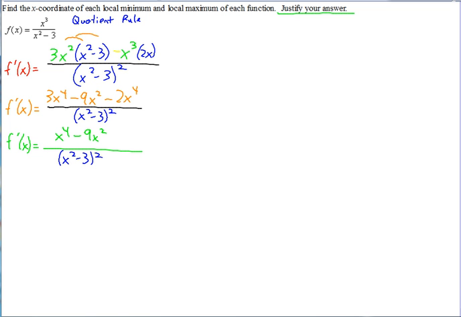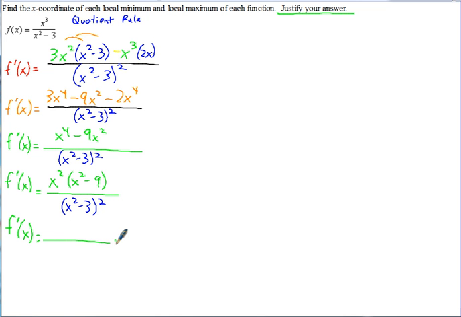And we can keep factoring that numerator. Take out a GCF of x squared. We're left with x squared minus 9. And you can see we've got a difference of perfect squares. So we can keep factoring it. So x squared, and then x minus 3 and x plus 3 on the numerator, and the denominator, x squared minus 3 squared. So now that we have it simplified in factored form as a single fraction, you can find the critical numbers by saying the numerator equals 0 and the denominator equals 0.